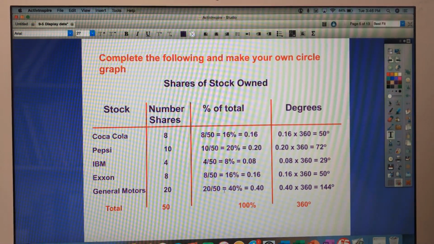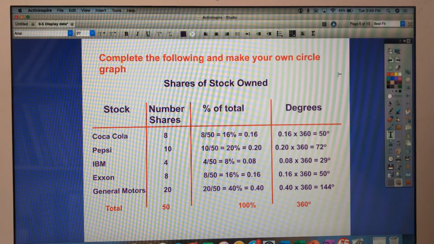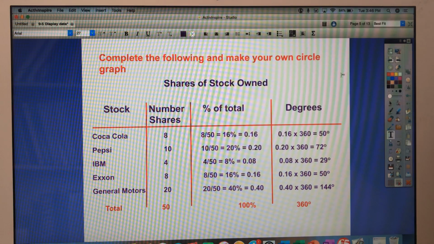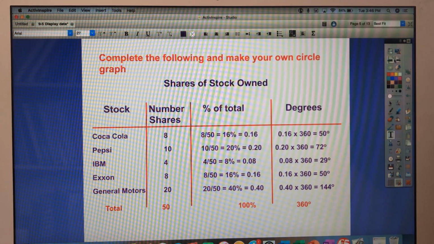I can now graph. I do not have an example of the circle graph for this one, but I suggest that you take a protractor and you go ahead and try and draw your graph, color it in, and consider it part of the assignment.